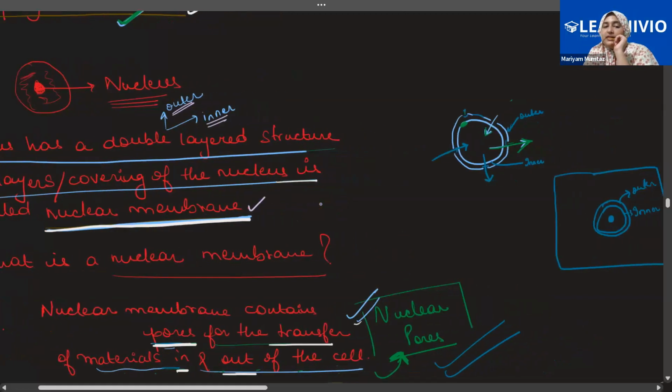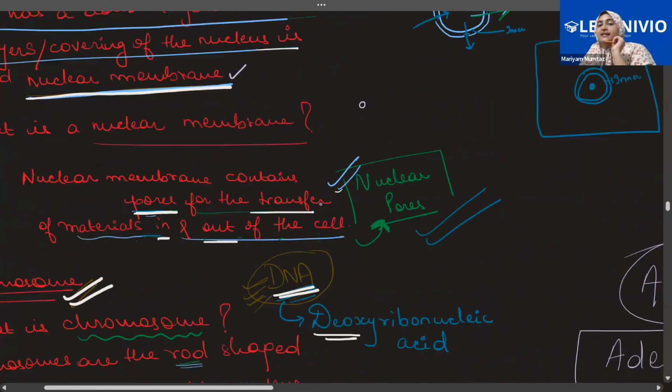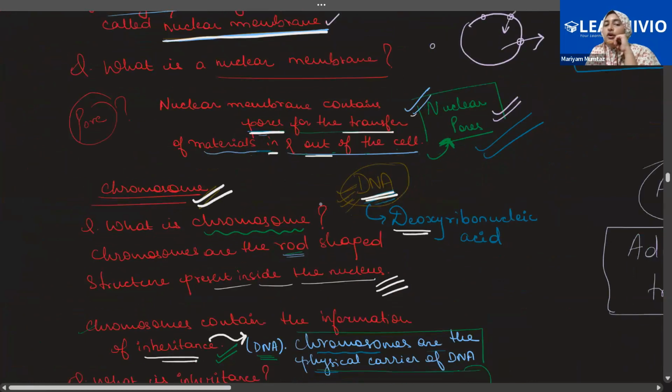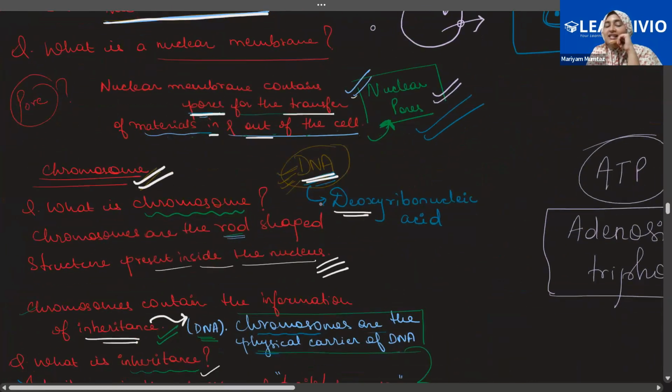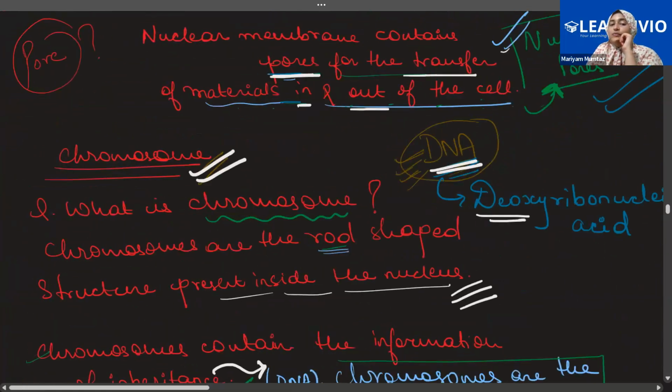Now, what happens? This nuclear membrane contains pores. Pores means holes, meaning it is not complete like this. At certain places, they have holes present, which we call nuclear pores. Now, these nuclear pores are there so that substances can come in from the cytoplasm into the nucleus, and then also go out. So that is why nuclear pores are present. Now, the main and the most important function of the nucleus is that it contains the chromosomes. So the nucleus has the chromosomes present inside.